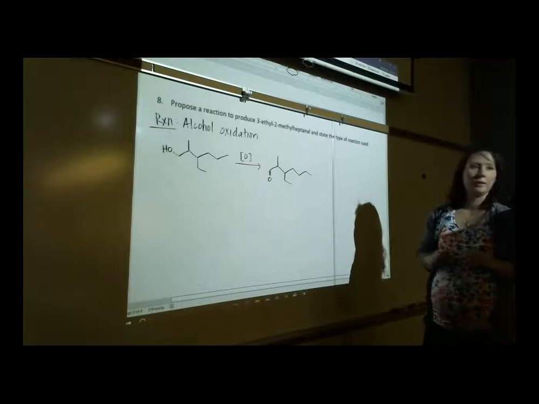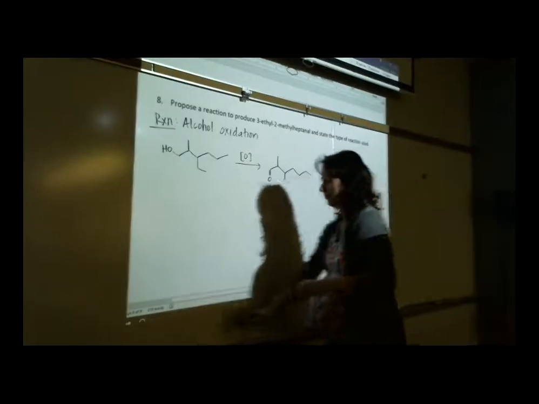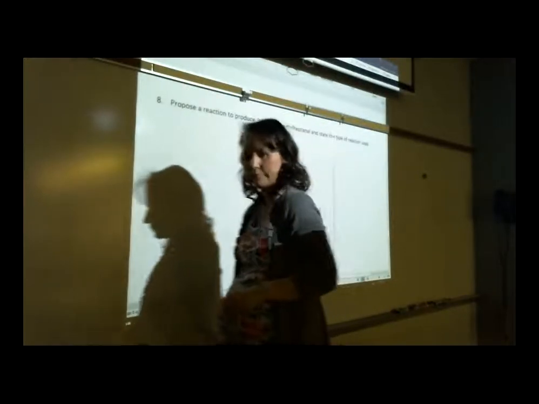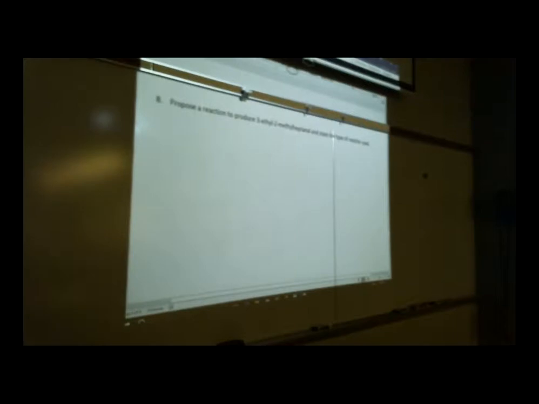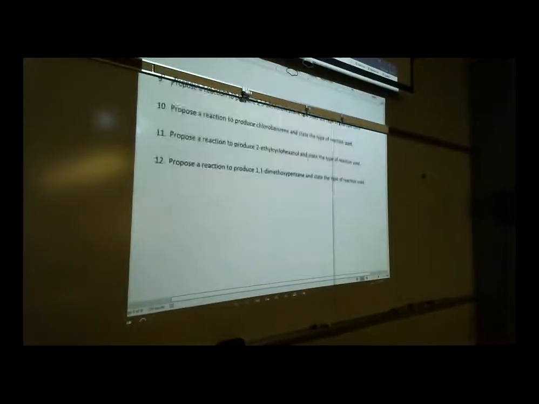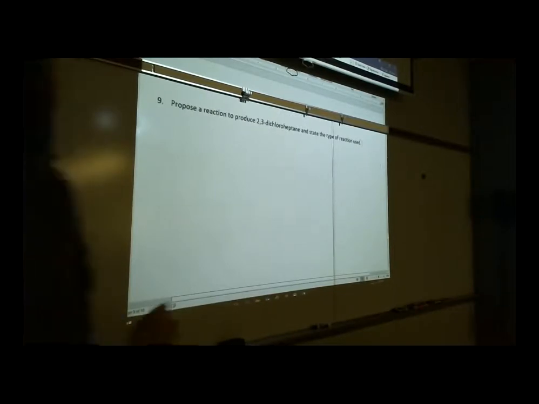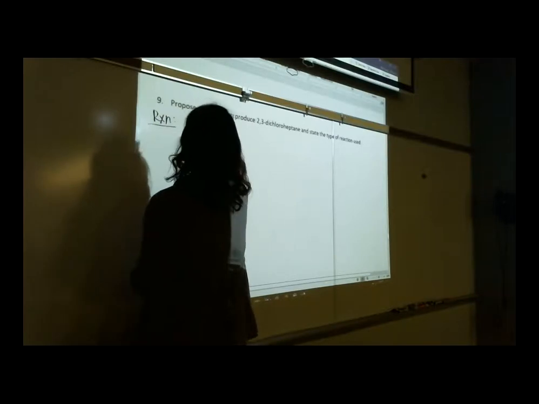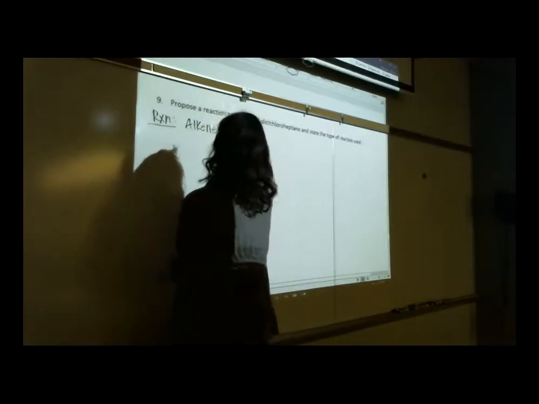Do we agree on number 8? All right, in number 9, (2,3-dichloroheptane). There's only one reaction that we've talked about. What would that be? Right. Alkene halogenation.